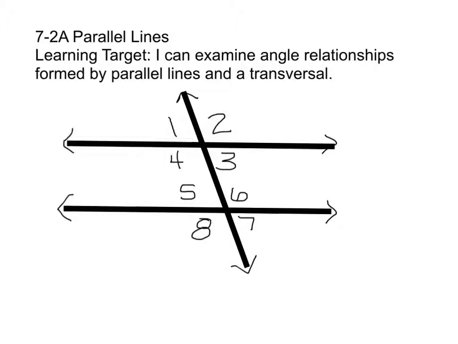Now, I started you out just a few minutes ago, before I started the recording, with defining parallel lines. Who has that definition for parallel lines? Parallel lines are two lines in a plane that never intersect or cross. That's correct. Parallel lines are two lines in a plane that never intersect and never cross.